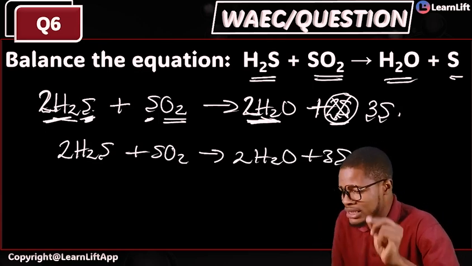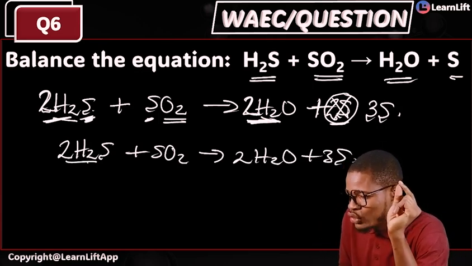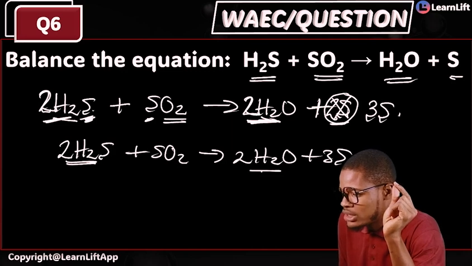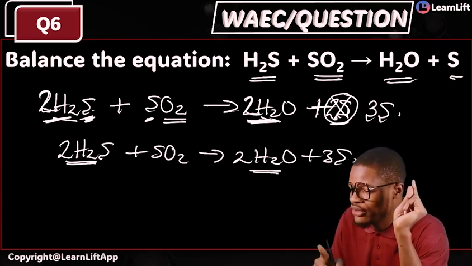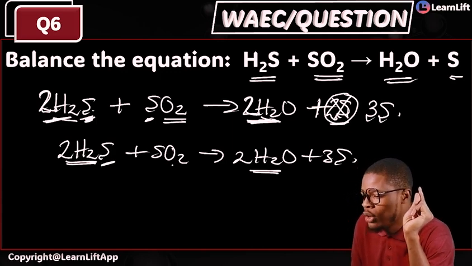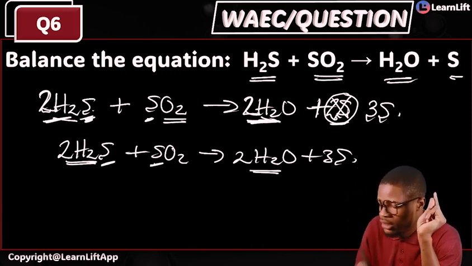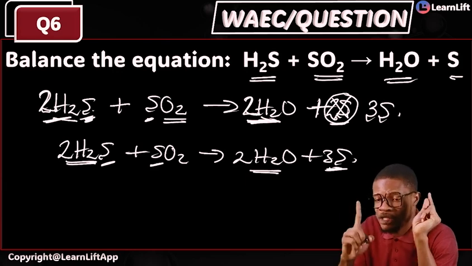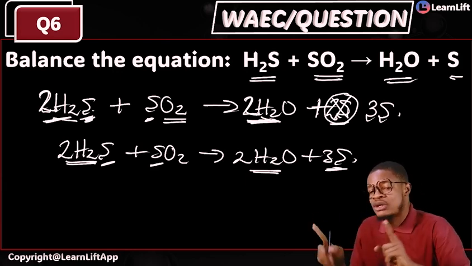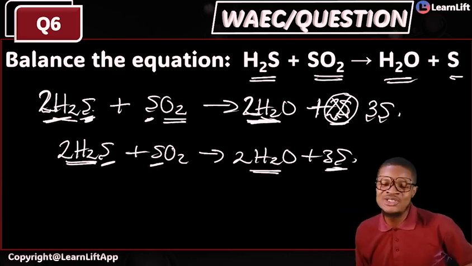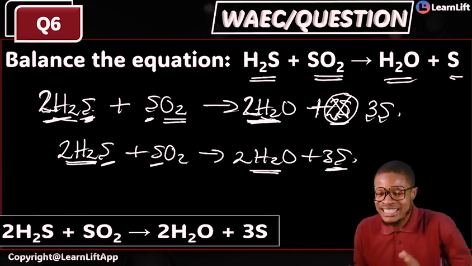Let's check whether we are correct. How many hydrogen here? 4. Hydrogen here, 4. Hydrogen is balanced on reactant and product sides. Sulfur on the reactant side, how many? 2 plus 1, 3. On the product side, 3. Sulfur is balanced. What about oxygen? Oxygen is 2 on the reactant side. On the product side, oxygen is 2. It is balanced. Now, this is the correct answer.